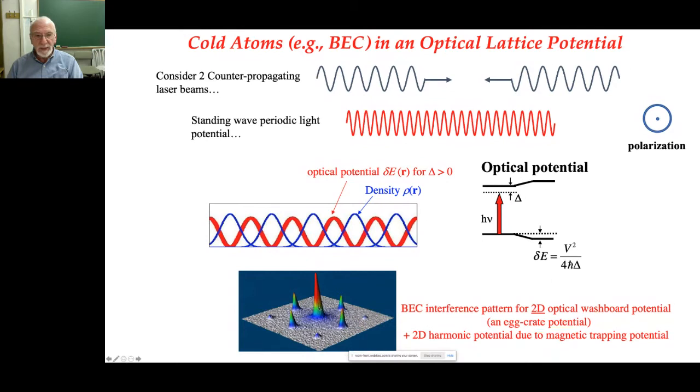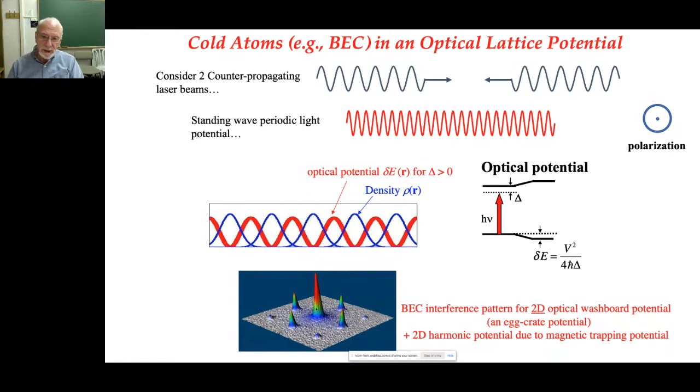And imagine that we have light beams coming in a plane, then the pattern that one will make looks like this. This has been experimentally observed, and it results from the optical potential that the atoms feel.